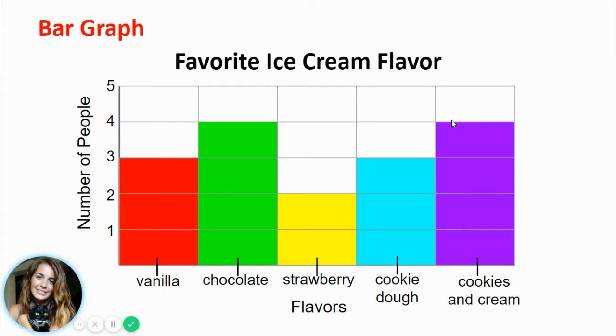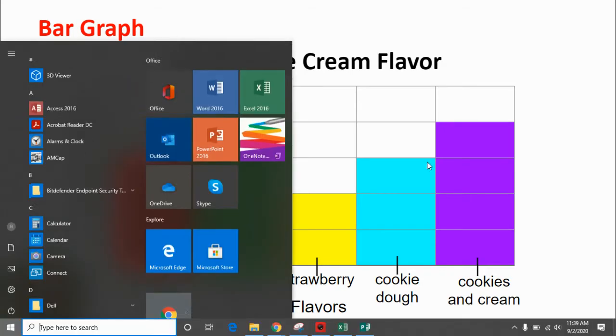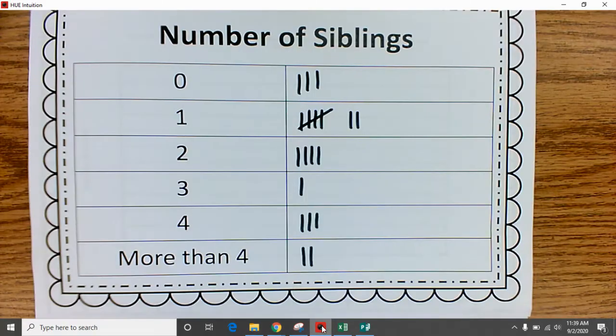Let's look at how to make our own bar graph. In today's assignment, you're going to have to turn a frequency table into a bar graph. So I want to show you how to do that. Here is a frequency table that I made yesterday about number of siblings. And remember, siblings are just brothers and sisters. How many brothers and sisters do you have?